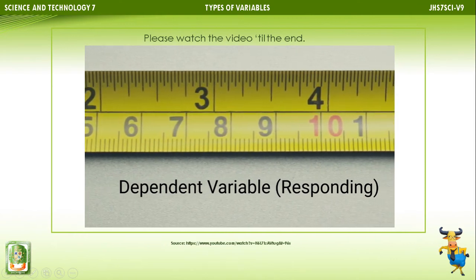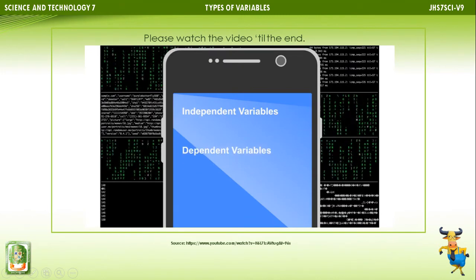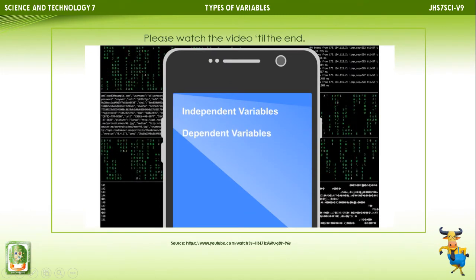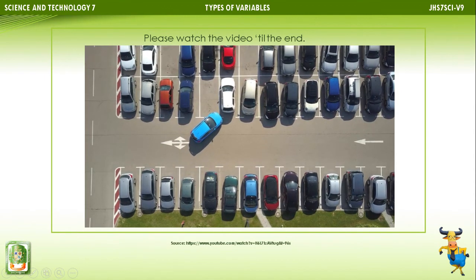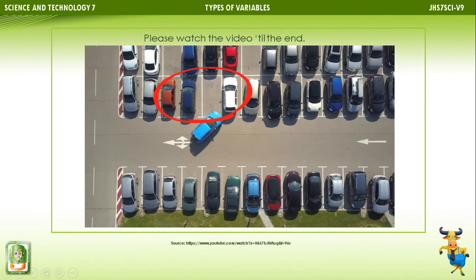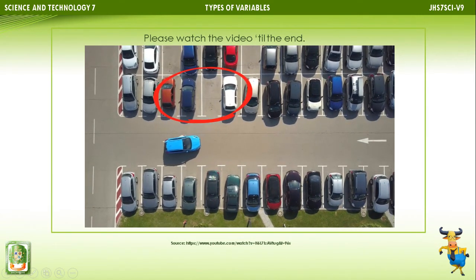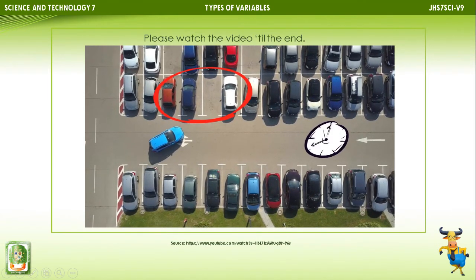Let's look at some examples and see if we can understand the difference between independent and dependent variable a little bit better. It is summertime. You would like to know if the color of the car impacts the inside temperature of the car. You find 4 cars of different colors and park them outside, and you measure the inside temperature of each car every 30 minutes for 2 hours.